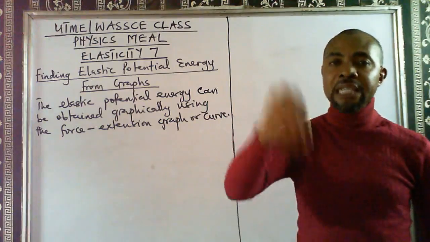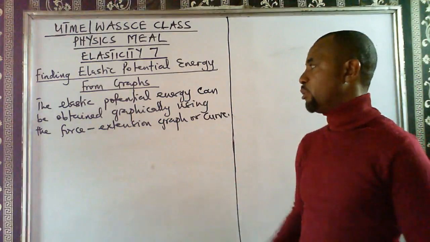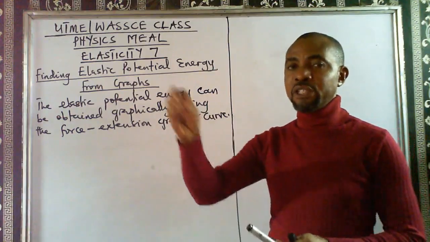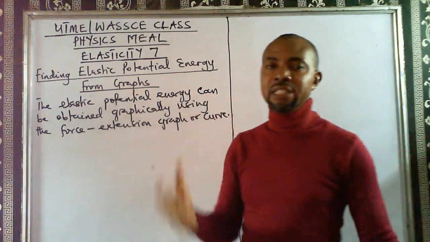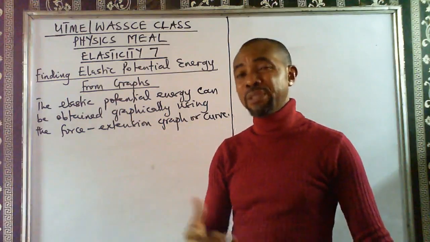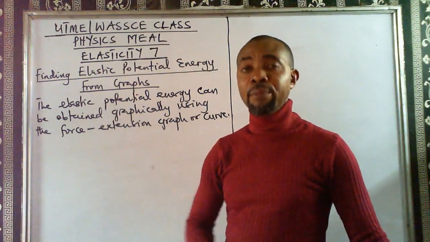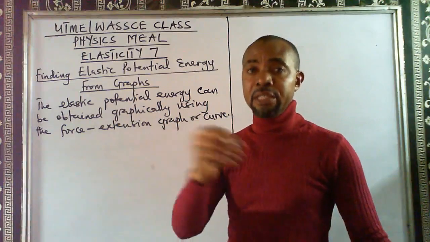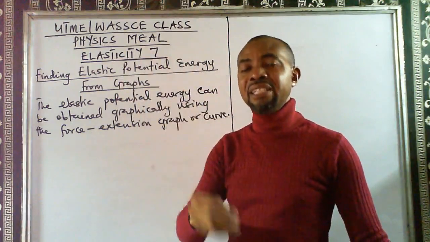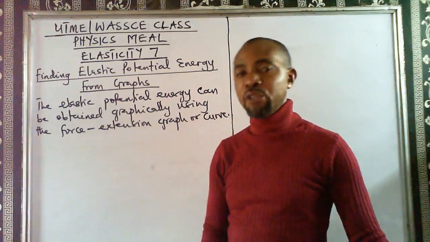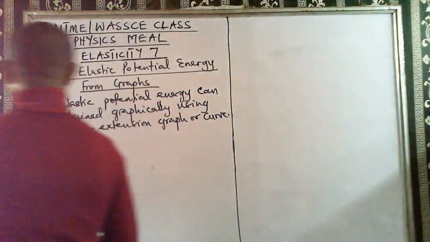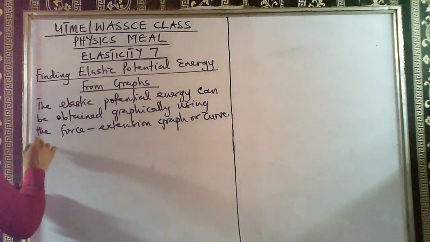Now, how do we get this elastic potential energy? We have seen where to get it, right? We use the force extension graph. So when I have a force extension graph, how am I going to use it to obtain the elastic potential energy? Remember, it is the force extension graph, no other graph. If you know what to use, the next thing is how to use it.